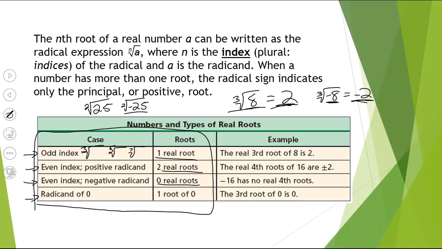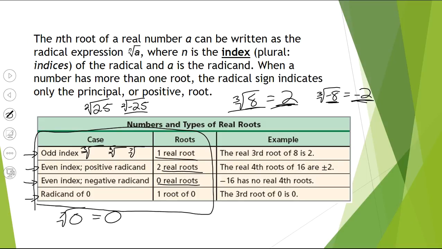Alright, radicand of 0. Basically what this says is if you have any root of 0, the 7th root, the 9th root, 8th root, etc., your answer is going to be 0. So it doesn't matter if it's an even index or an odd index. If you take any root of 0, your only answer is ever going to be 0, which is kind of a common sense thing. That's what you would expect.